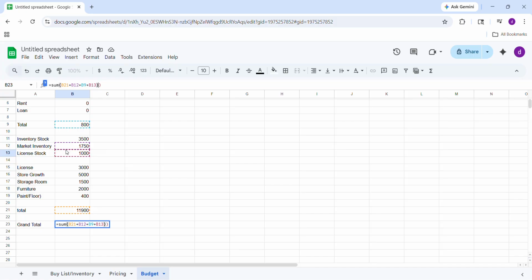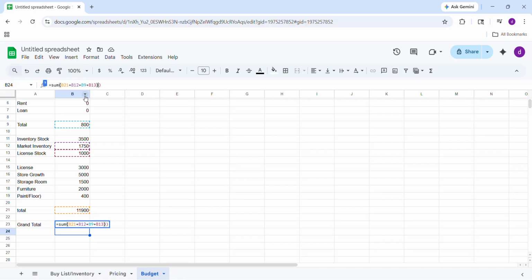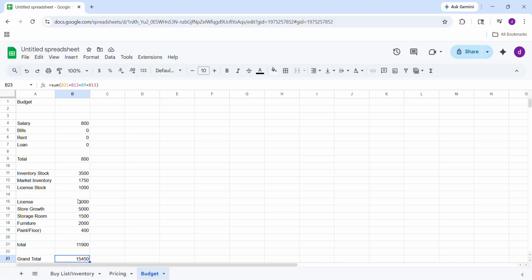So if we need to stock our shelves with our new items, all right, parentheses, what do I do? I have an extra parenthesis. All right, so now our total is $15,450. So again, if you don't want to get the license, you just want to worry about increasing your store, cancel that out. So now we know we just need 12,000.